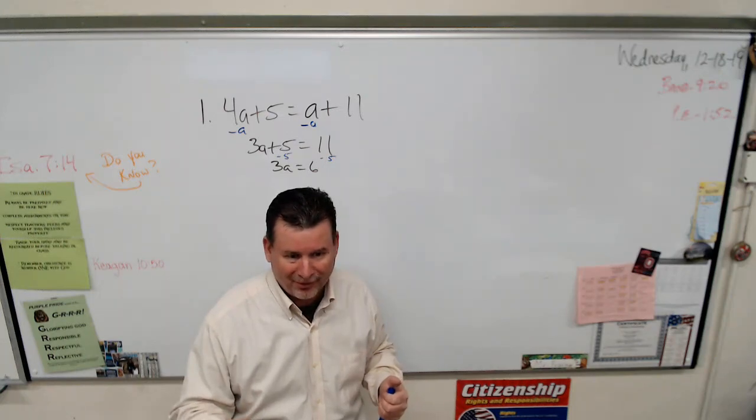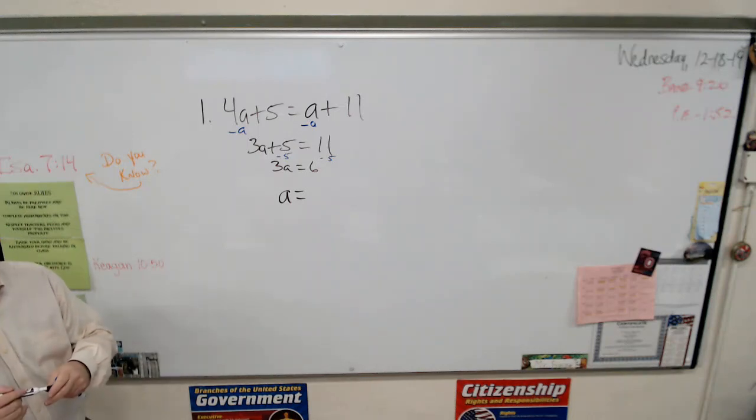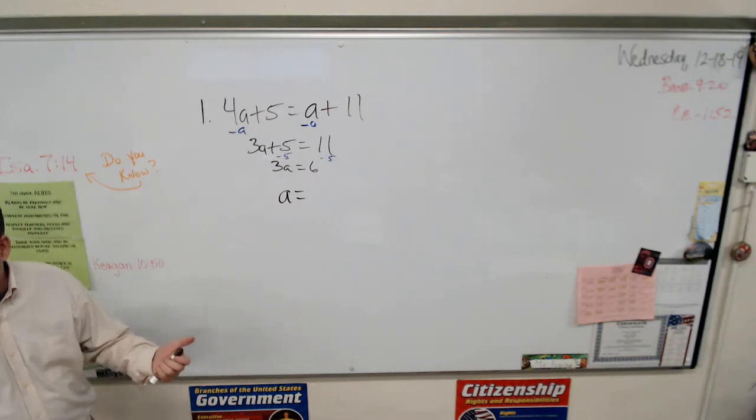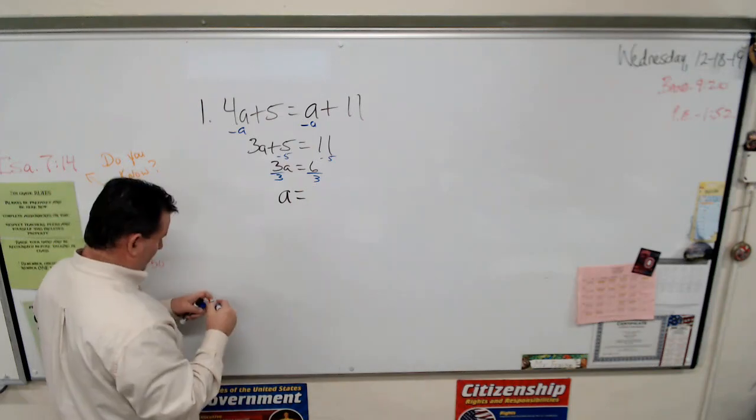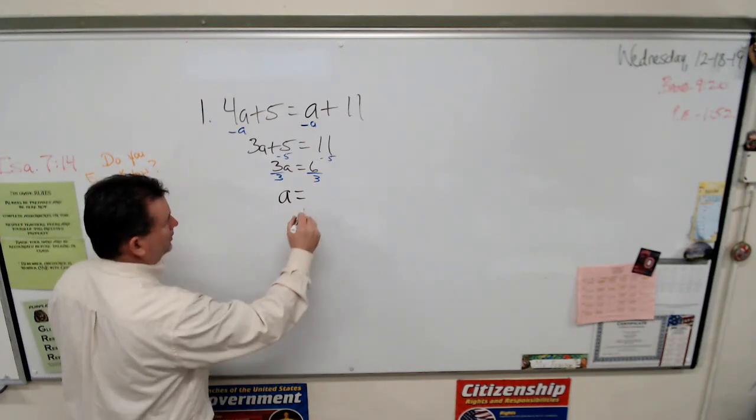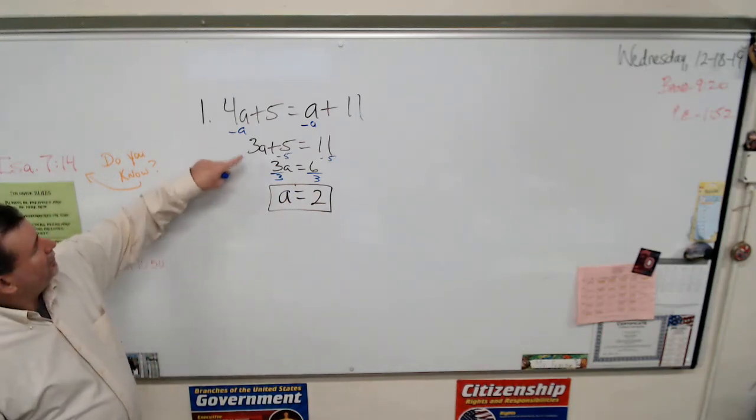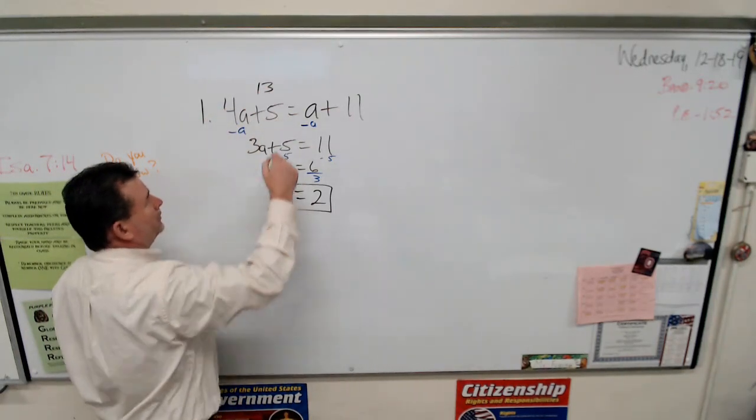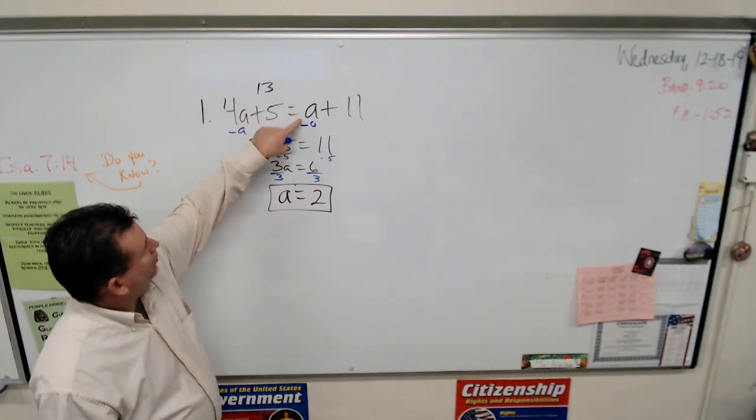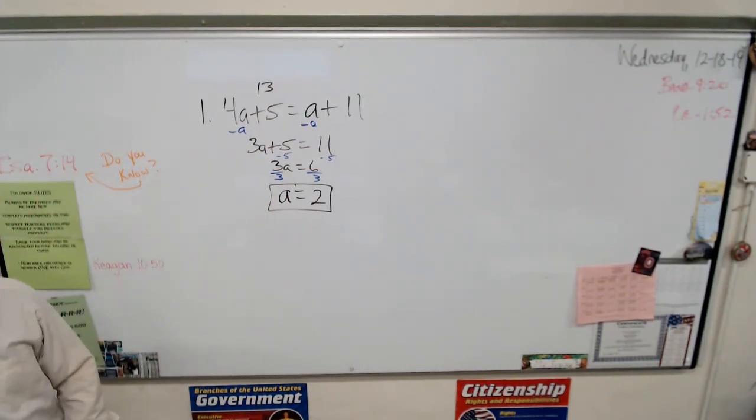All right. So 3a equals 6. How do I get rid of the 3? What have we been doing? They multiplied a by 3, so I'm going to divide by 3. That leaves me 1a, and that leaves me a equals 2. Done. Am I right? What's 4 times 2? What's 8 plus 5? What's 2 plus 11? 13. I did it right. My solution was good.